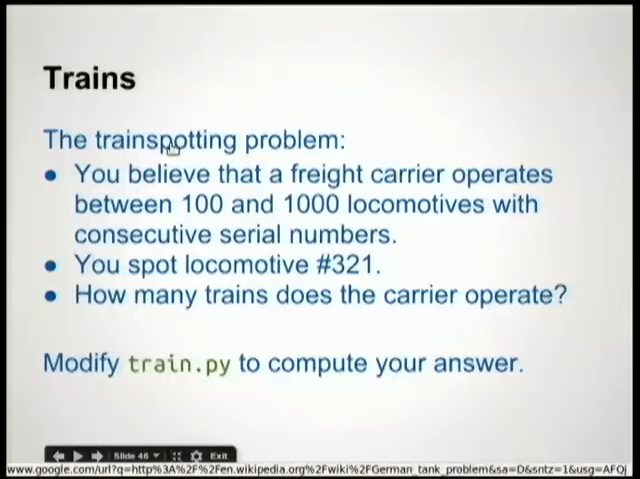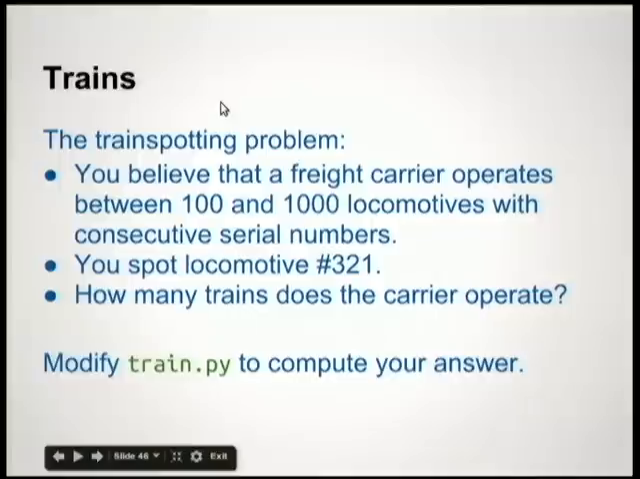We're going to do a slightly simplified version of it and a slightly more peaceful version of it, which is the train spotting problem. Train spotting is a hobby that some people have that doesn't really sound like much of a hobby, but it involves going to the rail yard and watching trains and writing down the numbers on the trains. I know, pretty exciting stuff.